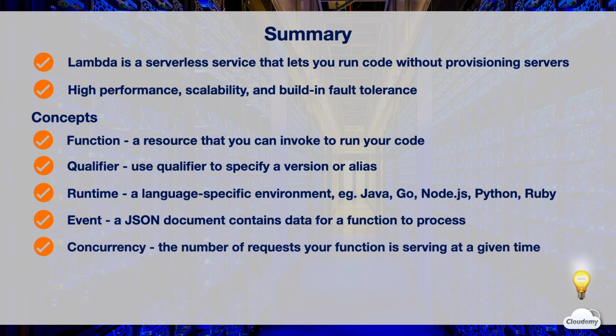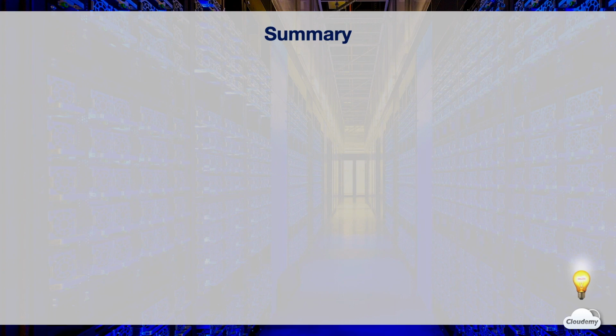Concurrency is the number of requests that your function is serving at a given time. You can configure the concurrency limit for individual functions. A trigger is a resource that invokes a Lambda function, such as AWS services, custom applications, or event source mapping. You can specify the following settings when you create a Lambda function.